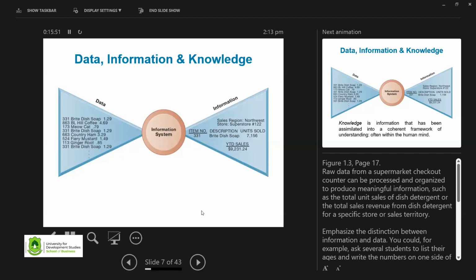But on another side, if we look at it carefully, you would see: sales region, Northwest, store, superstore number 122, item number 331, description, bright dish soap, units sold 7,100. You see that it's making sense because this presents some information. Processed. Now, the thing that processes this gibberish into meaningful form is what we refer to as the information system.